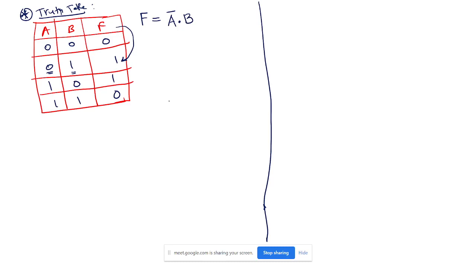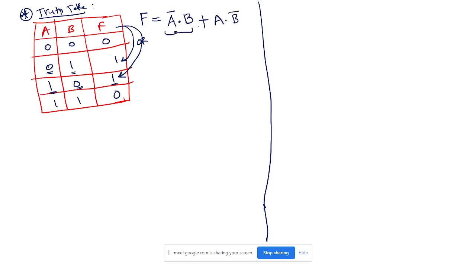Whatever I said verbally, I can write like this. You put A equal to 0 and B equal to 1, you will get F equal to 1. Or if A equal to 1 and B equal to 0, then also F is equal to 1. OR means OR operation, right? A equal to 1 and B equal to 0.